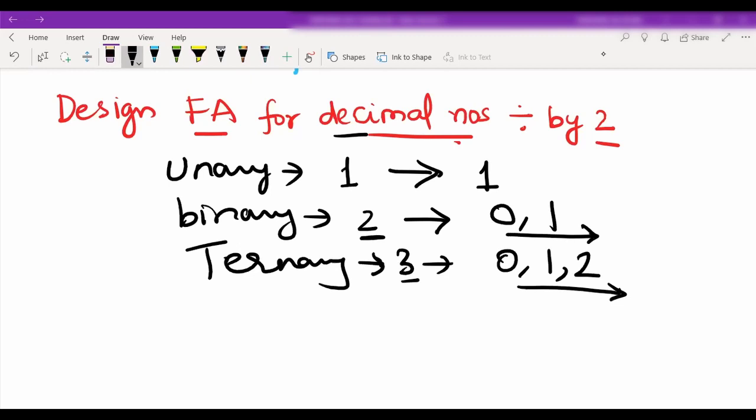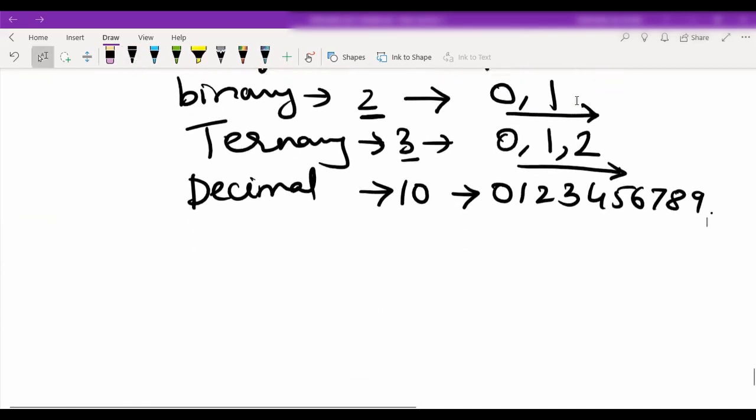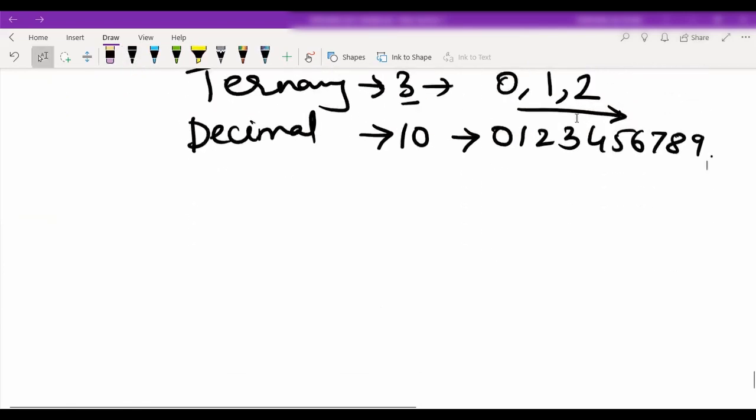Now in the case of the decimal number system, how many bits will there be? Decimal means 10 numbers, but the base 10 is not a bit. The bits will be 0, 1, 2, 3, 4, 5, 6, 7, 8 and 9 only. Now it is time to design. We already have the number system, and everyone knows what the decimal number system is.